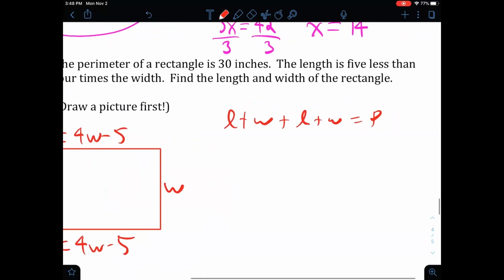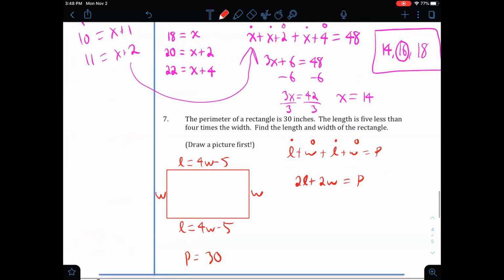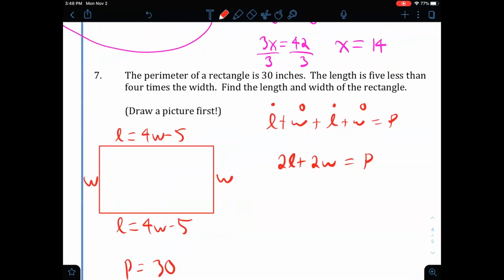Well, let's combine some like terms here, though. This is going to help us. This is where the formula comes from. How many lengths and how many widths do I have here? I got 2 lengths and I got 2 widths. So it's going to be 2L plus 2W equals P. That's the formula for perimeter of a rectangle. That's where the formula comes from, okay? It's all the outsides added up.